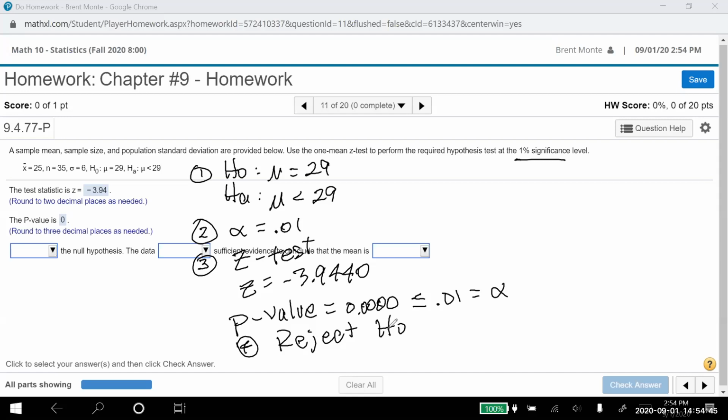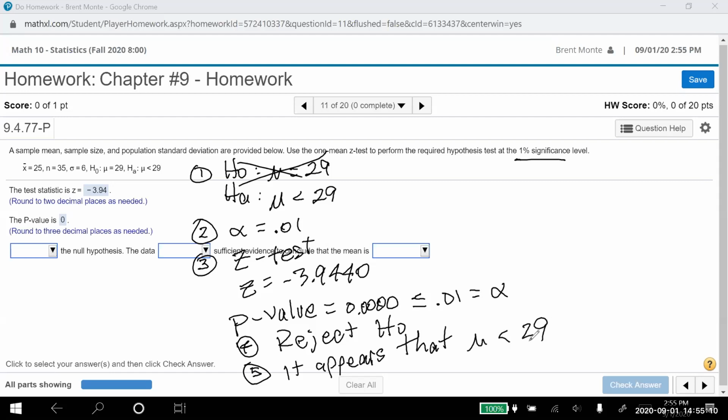Well, that's the conclusion in terms of the null hypothesis. I reject it. I don't think that's true. So I state my conclusion in terms of the alternative. And I would say something along the way, it appears, the way I like to word it, we'll word it their way as well. It appears that mu is less than 29.